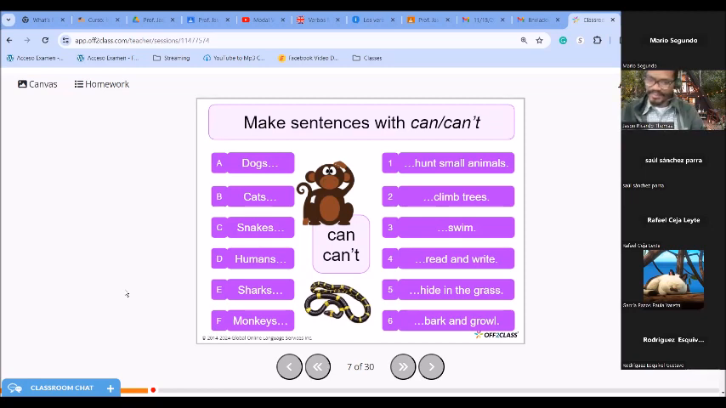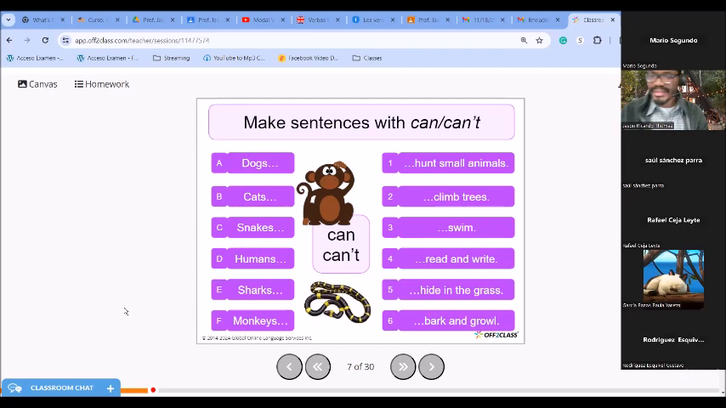Saul? Sería snakes y swim, que sería swim. You can do negative as well. He cannot read and write. Exactly. Snakes can't read and write. They don't have any hands.